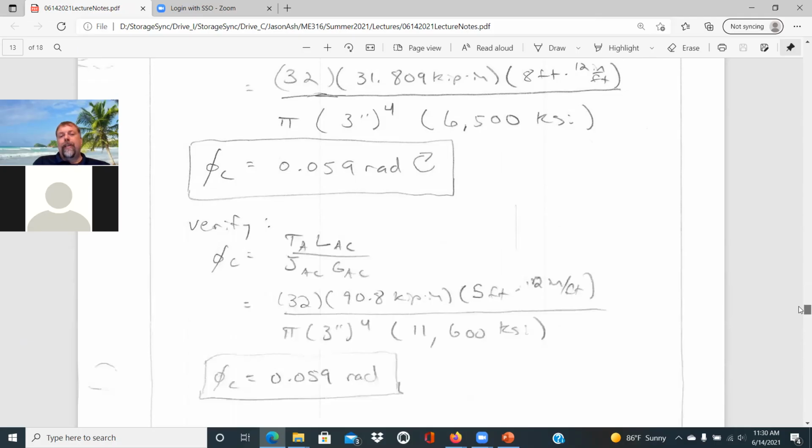And as a solution check, do the other segment of steel and calculate its angle of twist, TA, LAC over JAC, GAC. And you'll find that you have the same angle of twist. And so again, with these compatibility type problems, it's definitely helpful to do that verification and check both of them. If they equal one another, it's a good day. You know you've done your math okay.